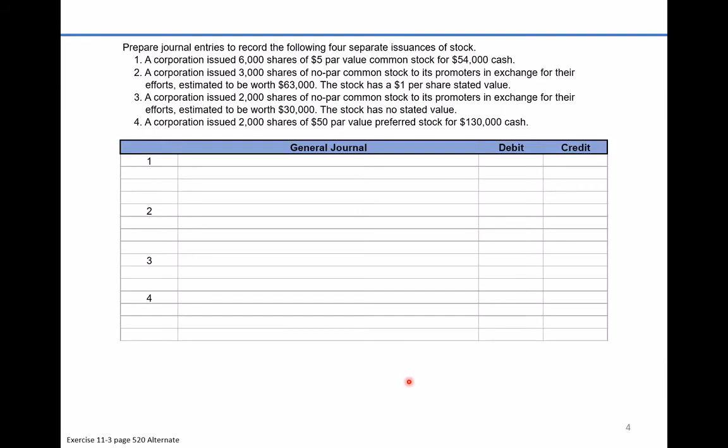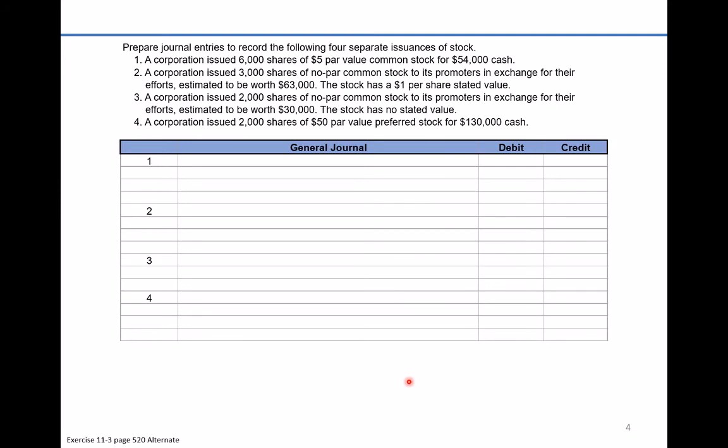Today we're taking a look at an alternate version of exercise 11-3 on page 520 of the textbook from chapter 11, Reporting and Analyzing Equity. The problem is recording stock issuance. It reads, prepare journal entries to record the following 4 separate issuances of stock.